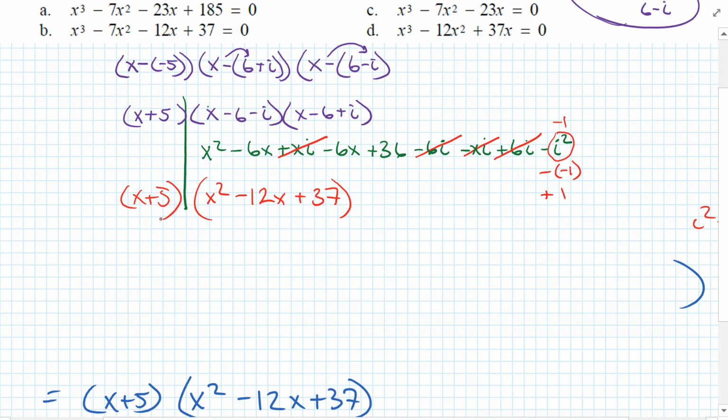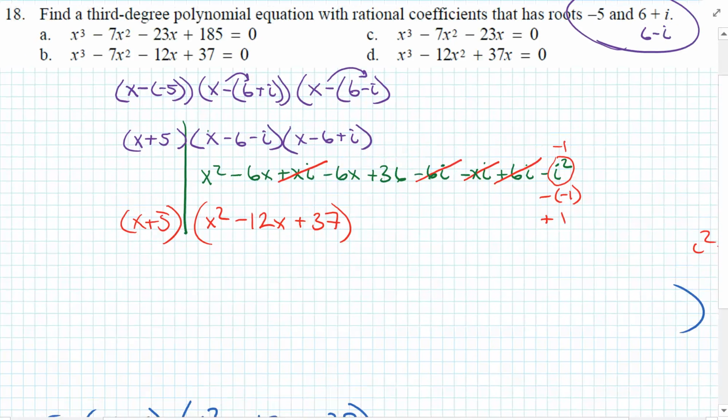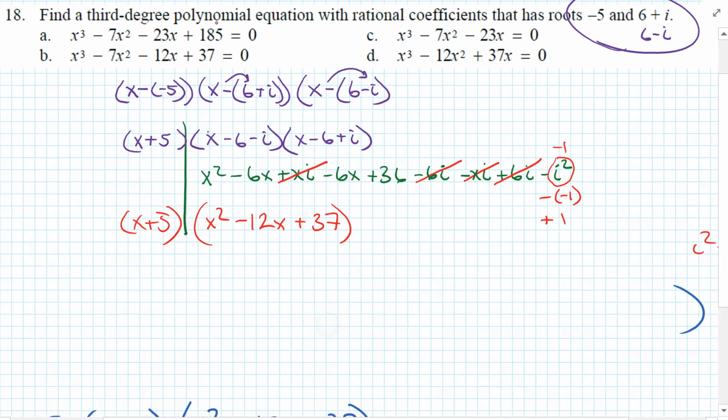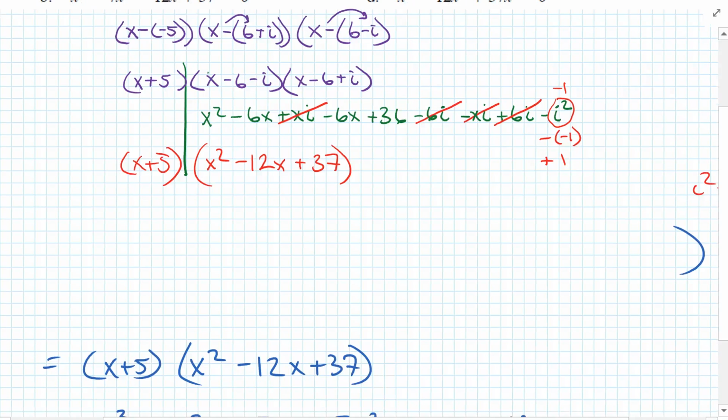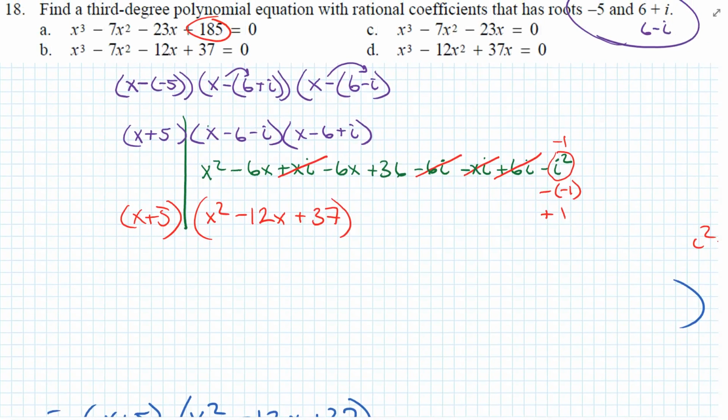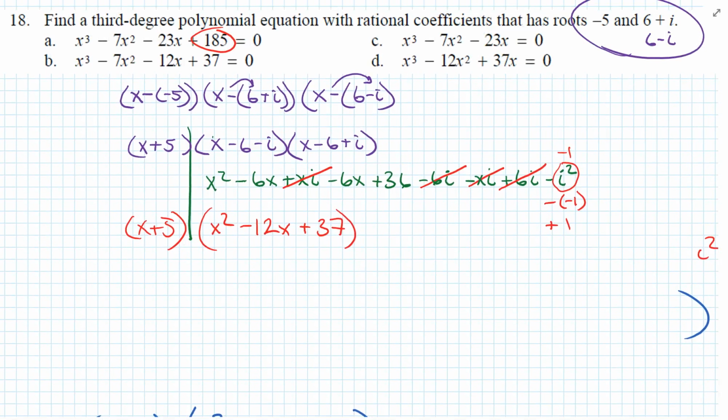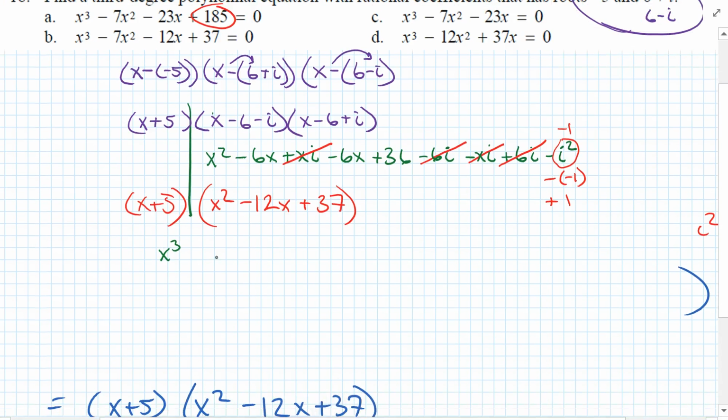Almost there. Okay, we could actually take a shortcut here. What's 5 times 37? 185. The answer is going to be A. Let's go ahead and work it. x times x squared is x cubed. x times -12x is -12x squared. x times 37 is 37x.